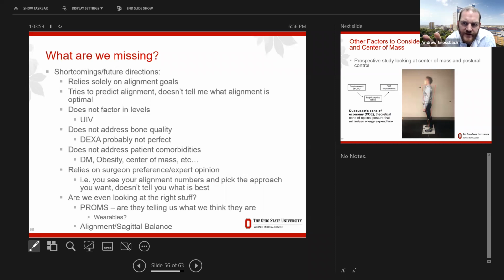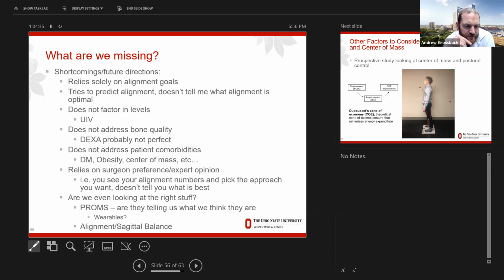It can tell you differences in alignment, what you're able to achieve with different things, but it's not going to tell me what patient needs to be brought up into proximal thoracic, what patient I'm okay stopping distal thoracic. It doesn't take into account things like bone density. DEXA scans aren't perfect. You can look at Hounsfield units at your UIV or UIV+1, but it's not going to help you take that into consideration for do I need to do more levels or not. It doesn't address other patient comorbidities, diabetes, obesity, center of mass, which I'll mention here in a second.